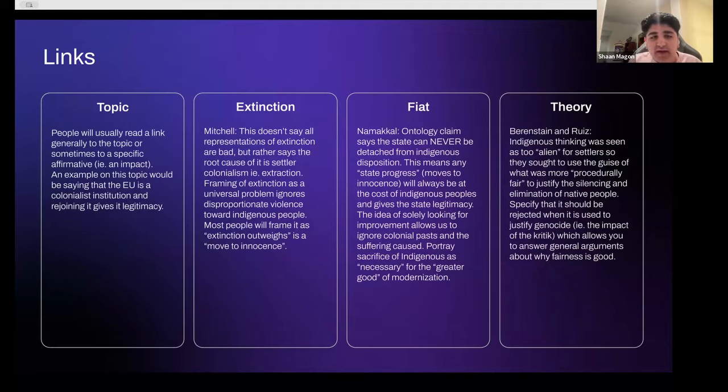You should also specify that you are not saying that fairness as a whole is bad, but specifically when it is used to justify colonialist practices and genocide, i.e., the impacts you've read off of your argument, is when it is bad, which also is useful because they're going to read arguments why generally fairness is good, and you can stand up and say, look, we do not specifically think that fairness is bad. Rather, your usage of fairness to silence indigenous literature, etc., is a bad thing.